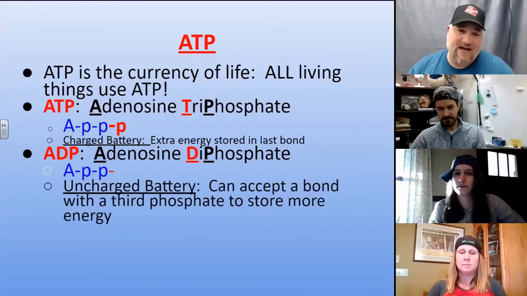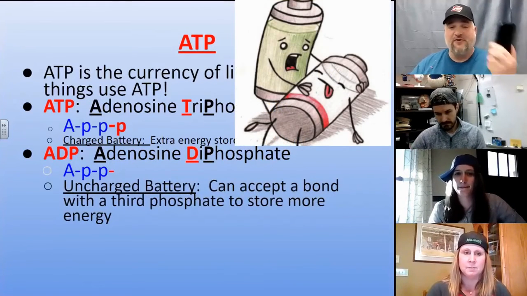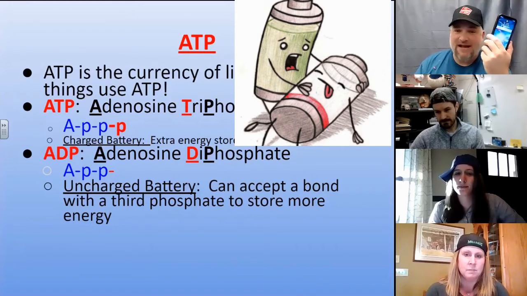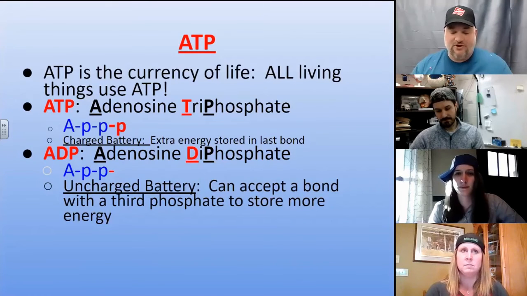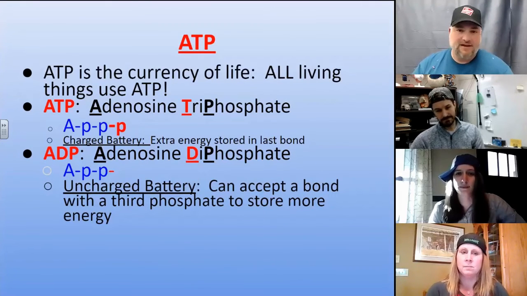ADP, adenosine diphosphate, we can think of it as an uncharged battery. It's your phone just about out of juice. It might have a little bit in there, but not much you can use for making a call or anything. It just doesn't have that third bond on there, that third phosphate. So it's not having that energy.